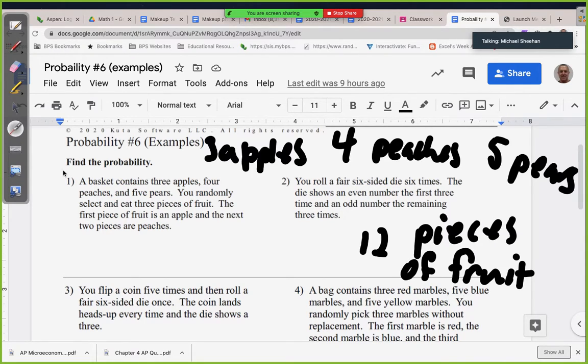When I read this problem, it says, I randomly select and eat 3 pieces of fruit. There's nothing that says I'm putting anything back. All right, and then what's the probability the first piece of fruit is an apple, and then the next 2 are peaches? So I want apple, peach, peach.